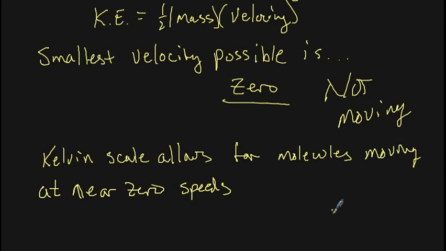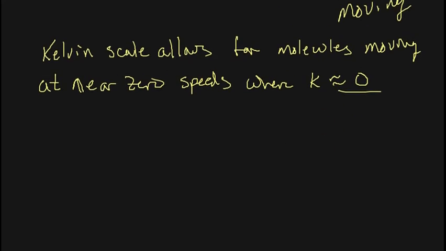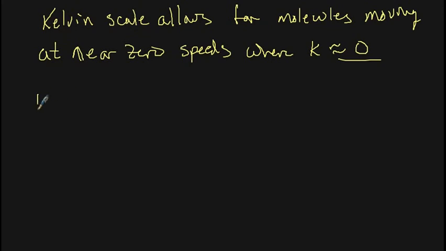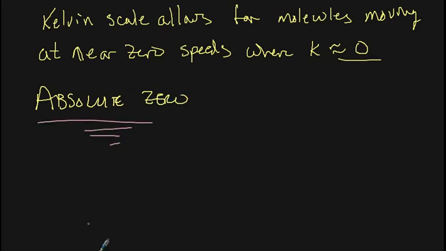And so the Kelvin temperature should be equal to, where Kelvin is approximately equal to 0 temperature. This moment right here, when the Kelvin temperature equals 0, this is called absolute zero. This is a very important concept.